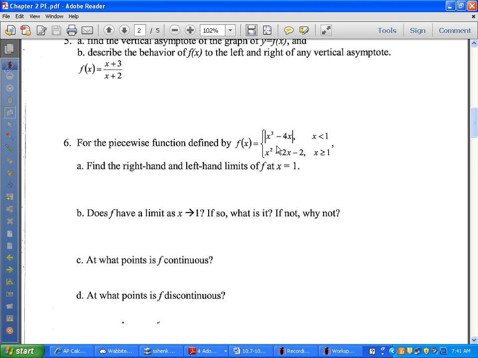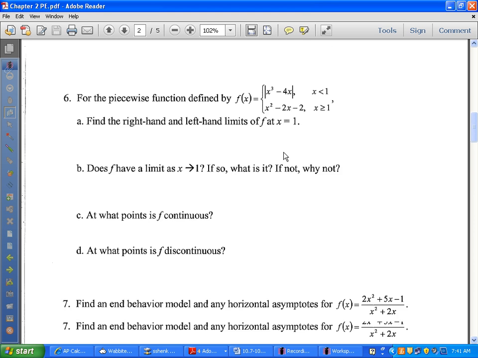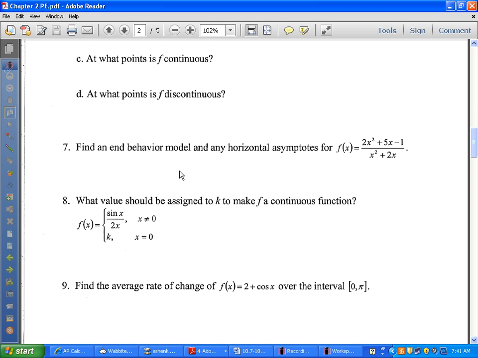So which function will we have to use for the left-hand limit? Which part of the piecewise function will we have to use for the left-hand limit? The top one, the absolute value. For the right-hand limit, the bottom one. Which function will we have to use to find the function value at 1? The bottom one. Why the bottom one? Because that's where it's equal to 1. And then they're going to ask, is it continuous or not? So on and so forth.